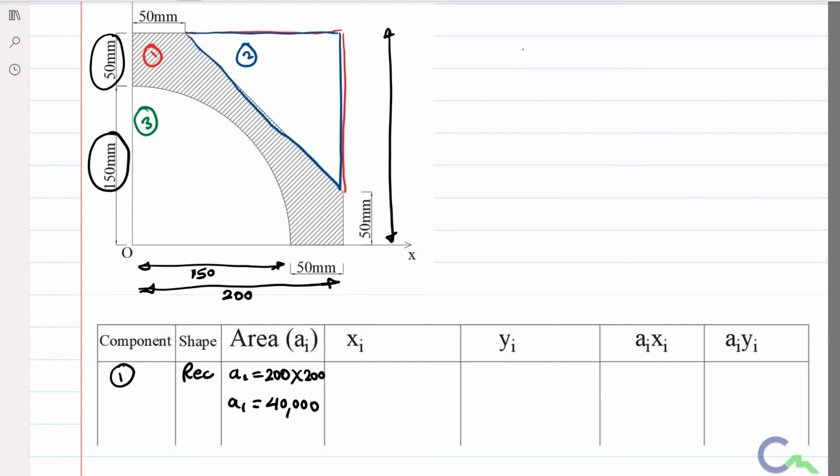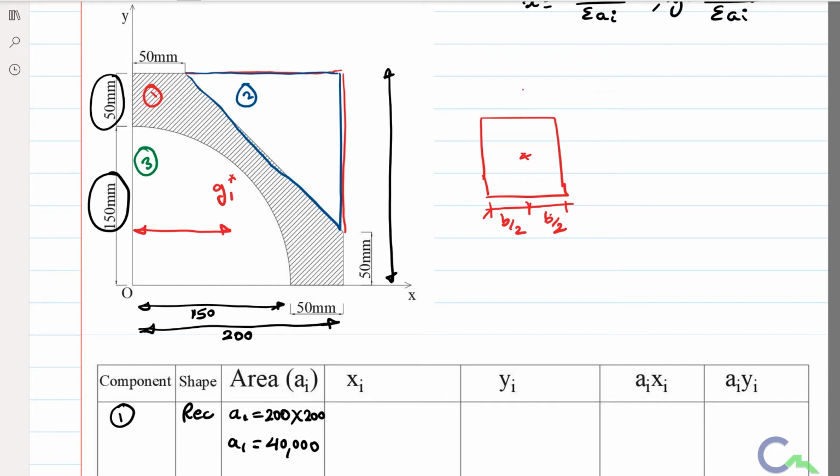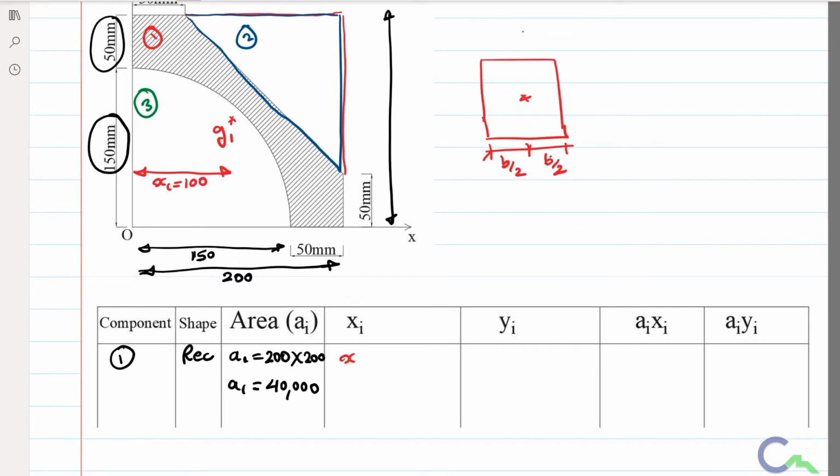After that I have to find the x1 value, from the OY reference axis. In the derivation we have seen that for the rectangle, the centroid is at a distance of half of the base. Therefore the centroid is somewhere here. I will take it as G1. The total is 200, therefore x1 will be 200 divided by 2, that is 100 mm.